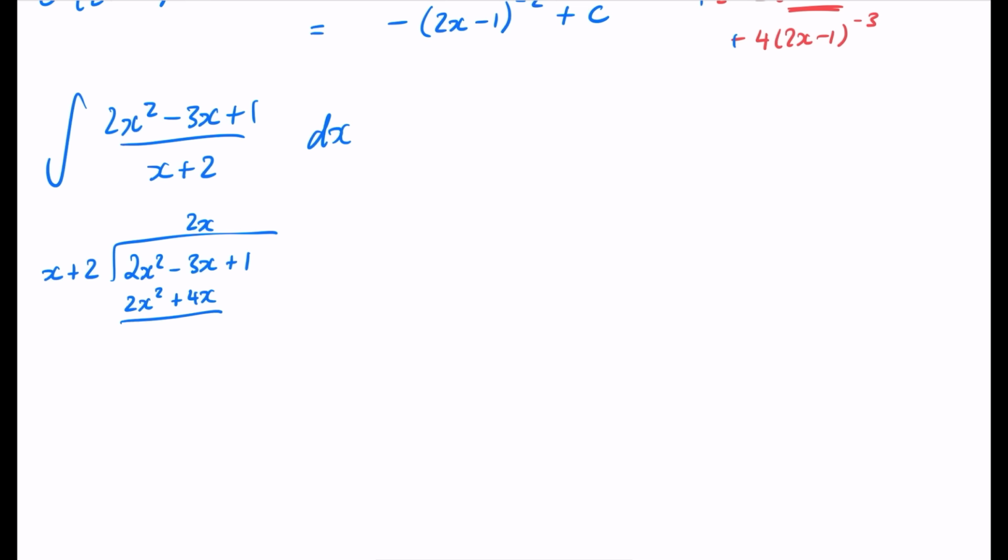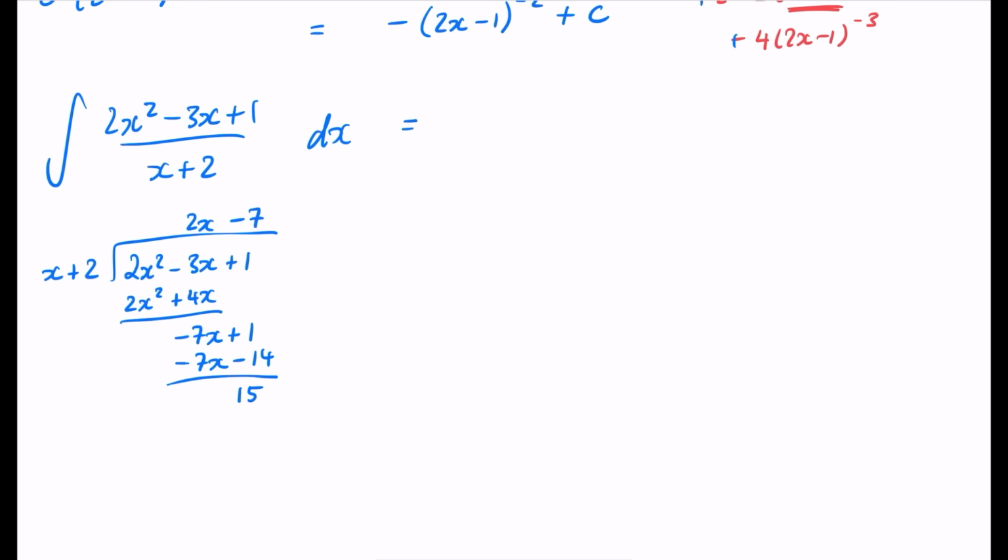Now when I subtract, these cancel, that was the whole point. Minus 3x minus 4x is minus 7x, and I'll pull that plus 1 down. So I now have the minus 7x divided by x, that is just minus 7. And when I multiply this by x plus 2, I get the minus 7x, and I get the minus 14. Luckily, these cancel, that's the whole point. And I get 1 minus minus 14, which is 15.